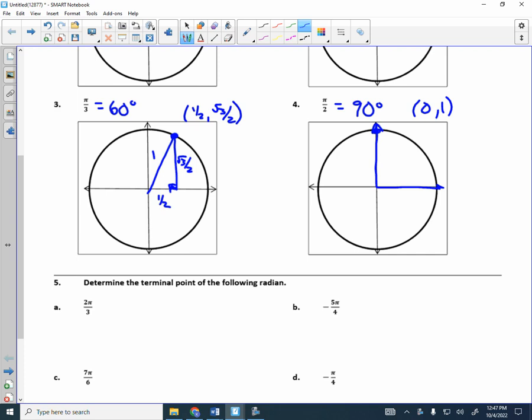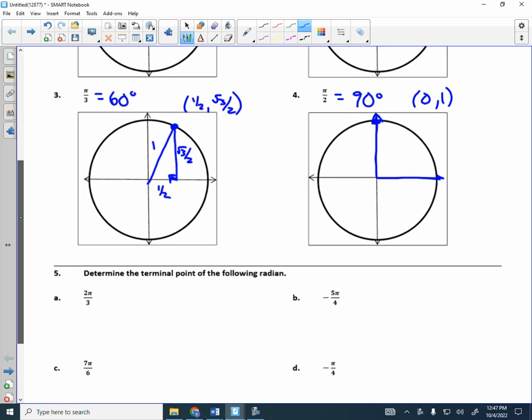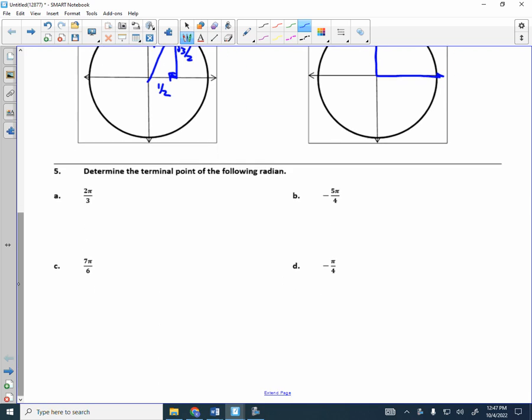I'm not going to do all of these, but I'll do a couple. We'll let Laura pick one: A, B, C, or D. Which one would you like to do? She would like to do B. So negative 5 pi over 4. 5 pi over 4 is how many degrees? 225 degrees is correct.